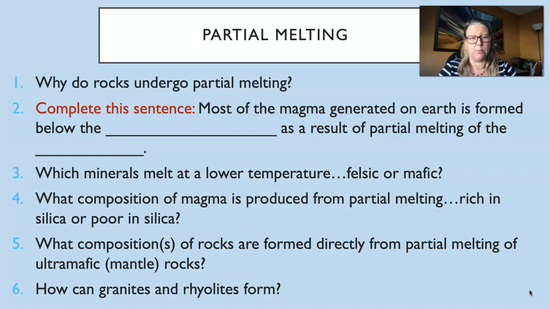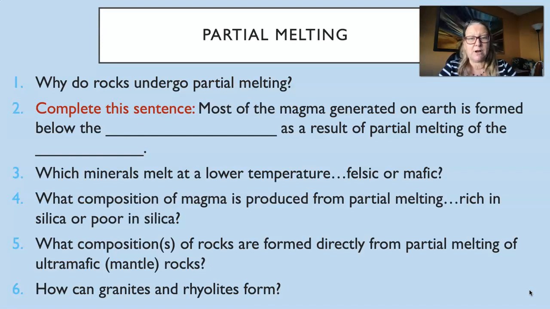Why do rocks undergo partial melting? Complete this sentence. Most of the magma generated on Earth is formed below the blank as a result of partial melting of the blank. Which minerals melt at a lower temperature, felsic or mafic? What composition of magma is produced from partial melting, rich in silica or poor in silica? Which really, if you think about it, rich in silica is felsic and poor in silica is mafic. So I'm just using some slightly different terms.